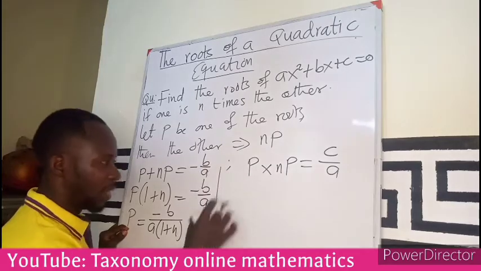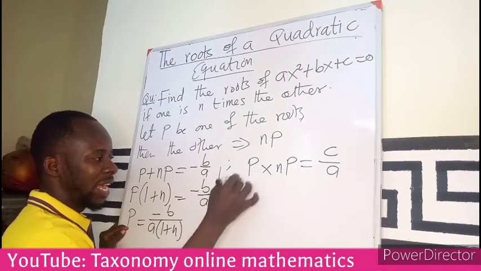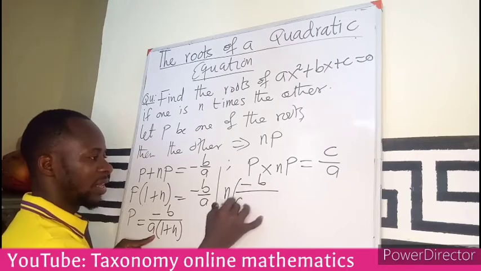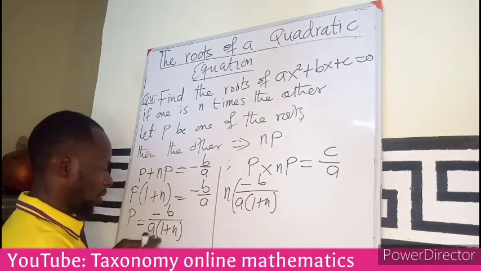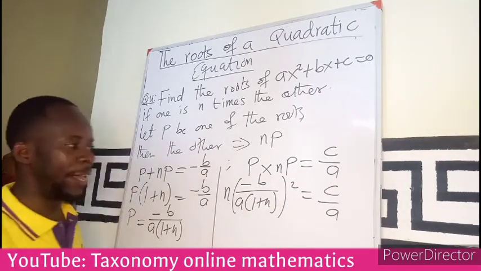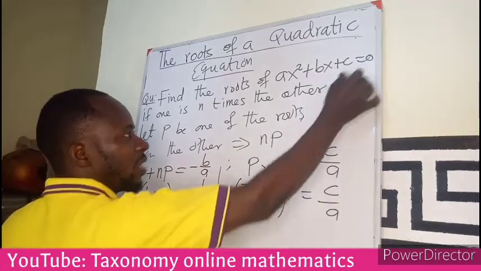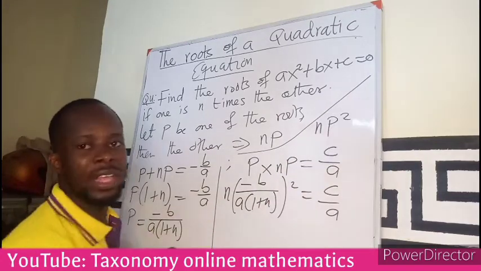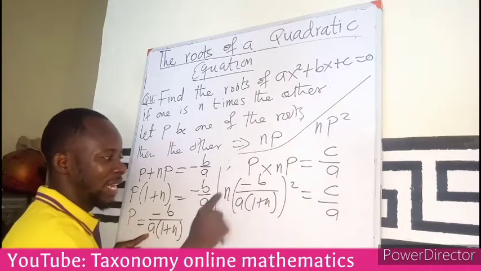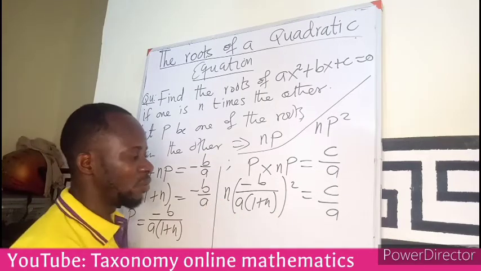Here it becomes n times p squared, and p is minus b over a(1 plus n). This is the value we have. Then p squared equals c over a. I believe you are following what I'm doing. So we put the value of p in place of p, and the n is undisturbed or untouched. Then we substitute.